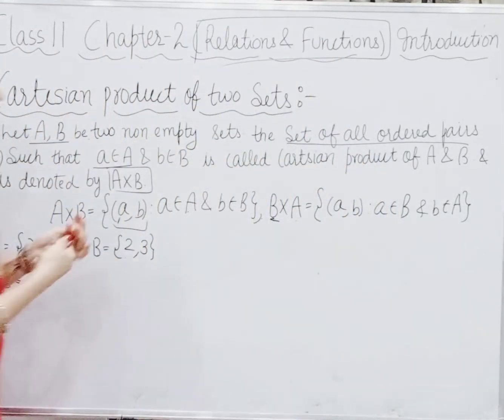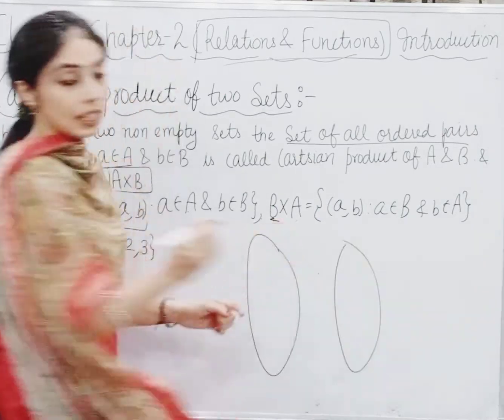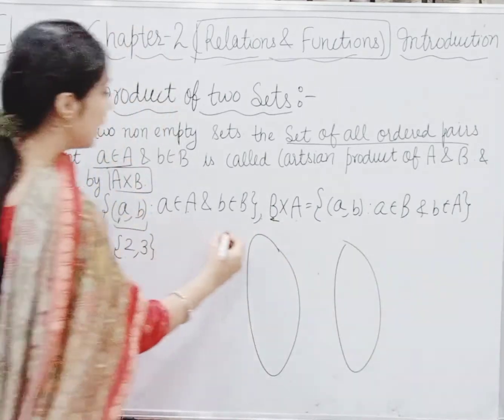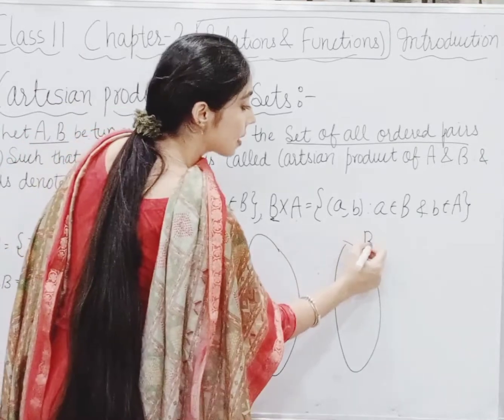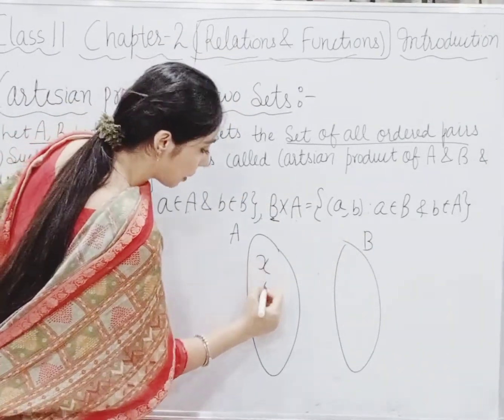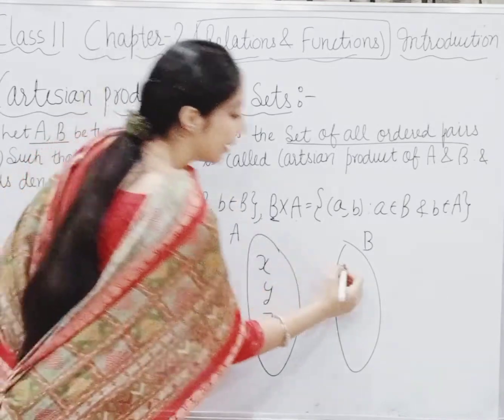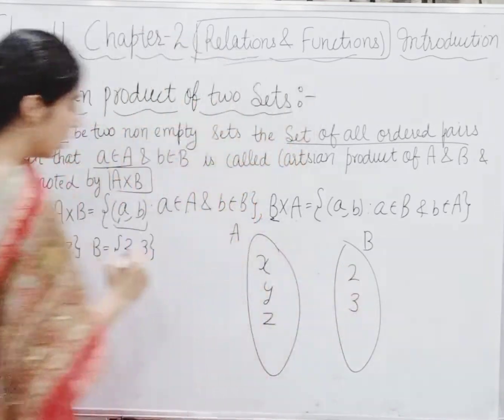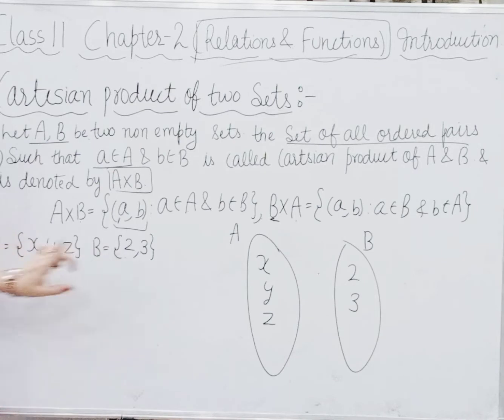So how can we easily observe this? Let's consider this is set A, this is set B. In set A we have three elements x, y, z, and in B we have two elements, 2 and 3. First of all, we have to find the Cartesian product of A and B.